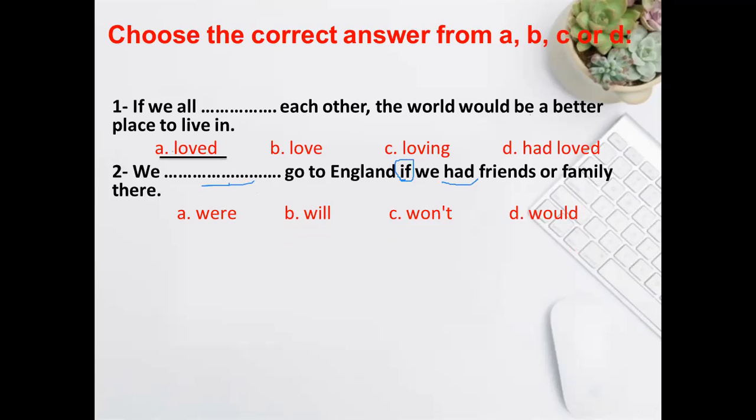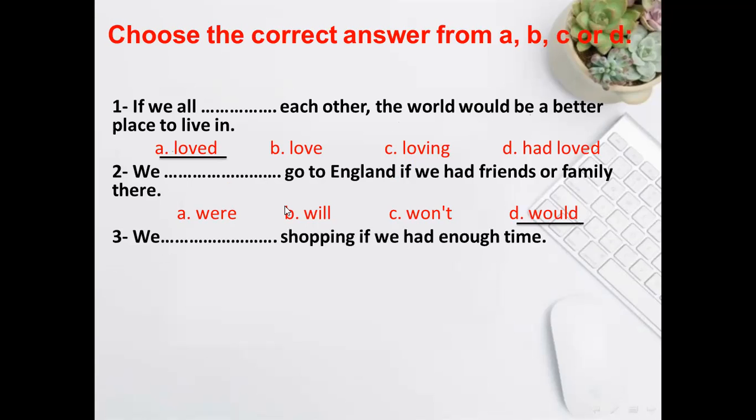Answer. Go ahead. If we will go. No. Here we have the second conditional: past symbol and would. Here the F is in the middle, and after it comes the past symbol. So what comes with it? Would. Yes. Okay, number 3. We would go shopping if we had enough time.